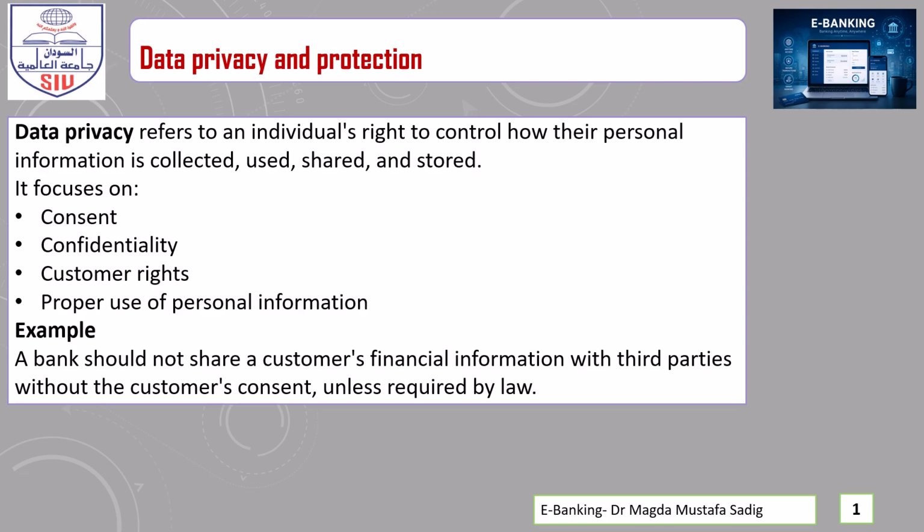Example, imagine that a bank stores customer account balances. Privacy determines who is allowed to view that information. Protection ensures hackers cannot steal it. Think of privacy as deciding who may enter the house, while protection is locking the doors and installing security cameras.